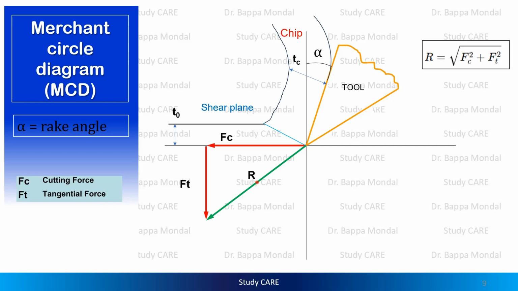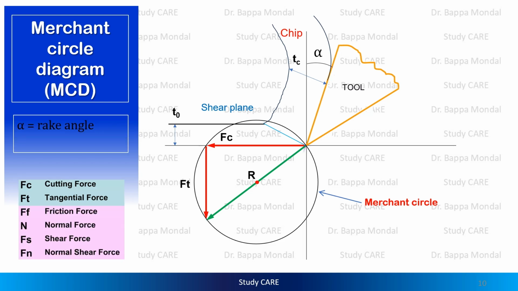Now take the midpoint of R, and taking this as the center point, draw a circle. This circle is called the Merchant Circle. Now extend the line which is created with the rake angle, extend it up to the circle. This line represents Ff, the friction force.